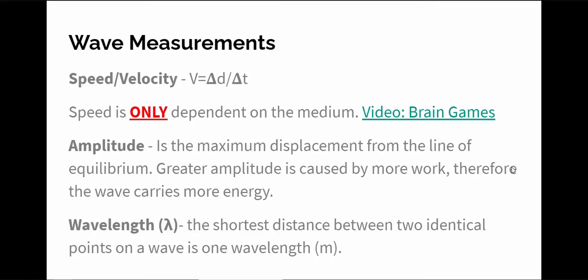And it says right there, the speed is only dependent on the medium. I'm going to say it again and again. The speed depends on the medium. The medium gets to choose what speed the wave travels. Because the particles of the media, how fast or slow they can move, is what transmits the wave.